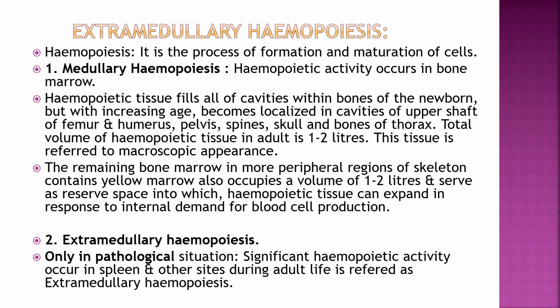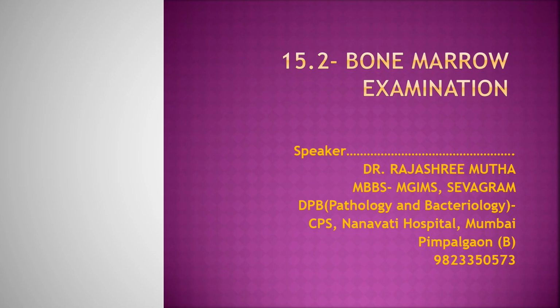So hemopoiesis, if it is seen normally in bone marrow, or lymphoid series in lymph nodes, and monocyte series in bone marrow or spleen, then it is called medullary hemopoiesis. And in pathological conditions, if the hemopoiesis is seen in other organs like spleen or lymph node, then it is called extramedullary hemopoiesis.